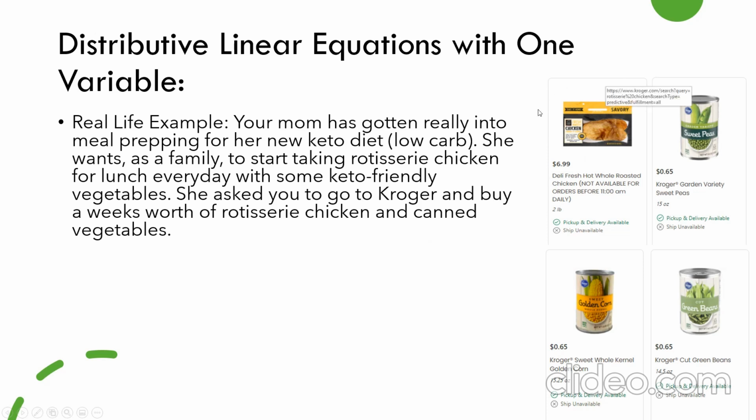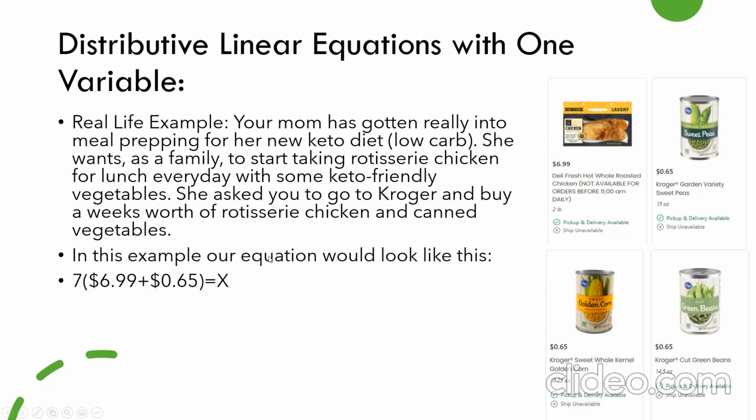We've got $6.99 for a rotisserie chicken to be split between all of the family, and about 65 cents for a can of vegetables that, again, is going to be split between the family for one day. So, in this example, our equation will look like this.